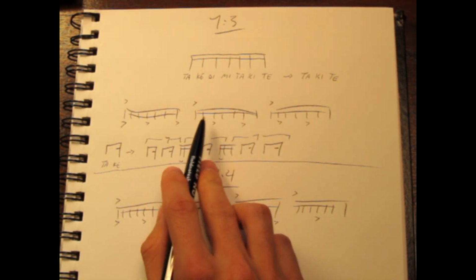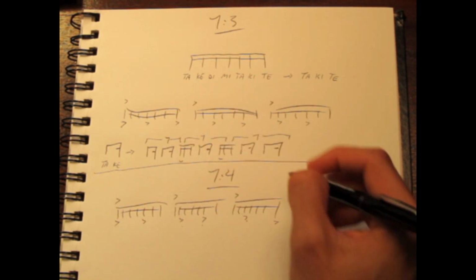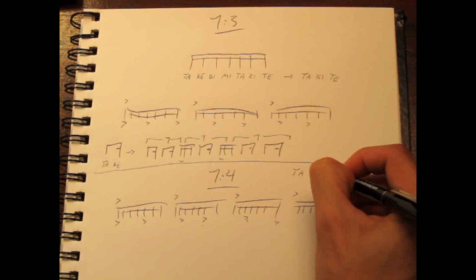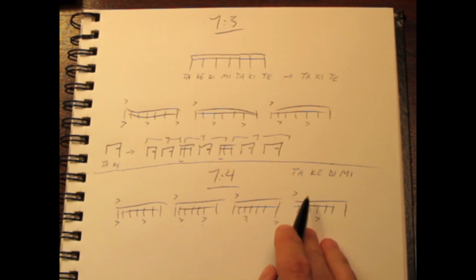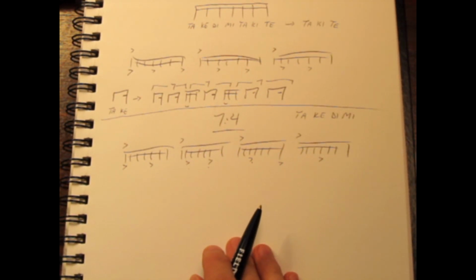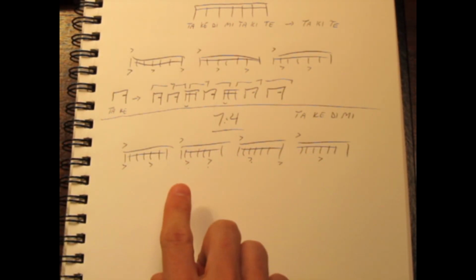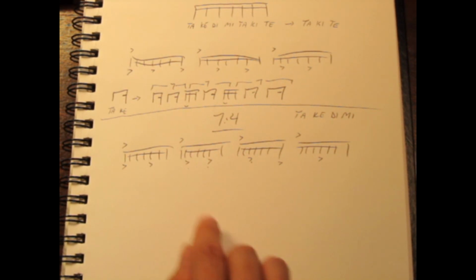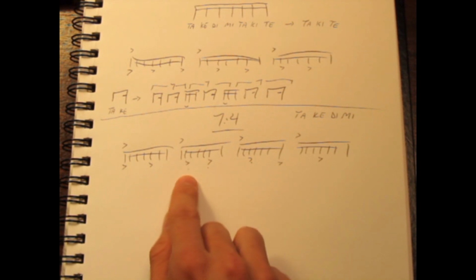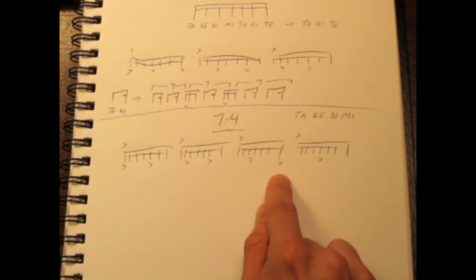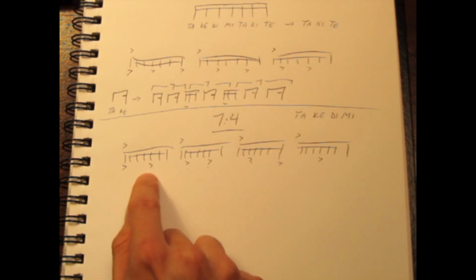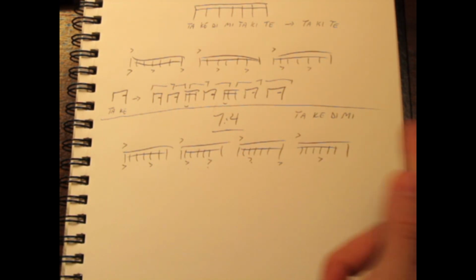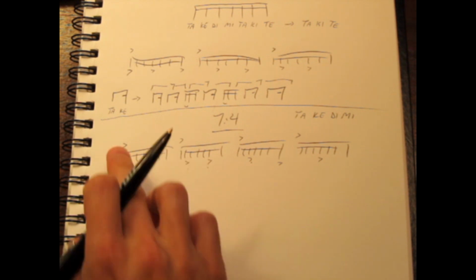We're going to start with our takadimi takita, but we are going to replace it with ta ke di mi, which is a 4-syllable group. Takadimi takita takadimi takita takadimi takita takadimi takita, takadimi takadimi takadimi, ta ta ta ta ta ta ta and ta. 7 against 4.